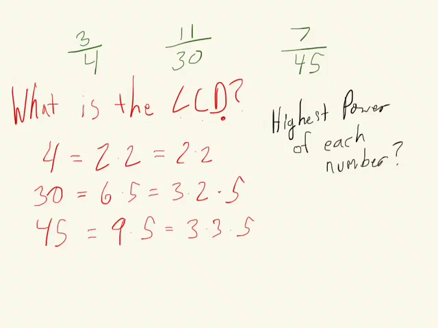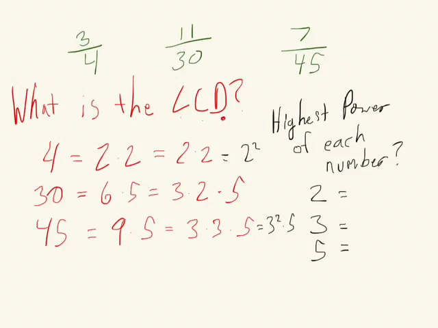Well, the highest power of each number, I have to first look at how many numbers I have. So I have a 2, I have a 3, and I have a 5. So this is going to be 2, 3, and 5. What are the highest powers for each? For 2, once I put it in power form, is 2 squared. This one I can't break down further. It's 3 times 2 times 5. And this one is going to be 3 squared times 5.